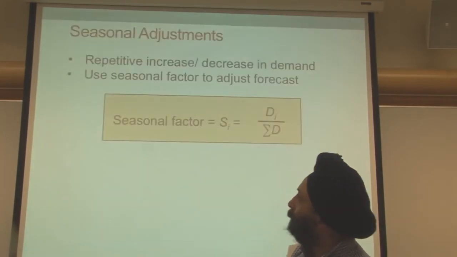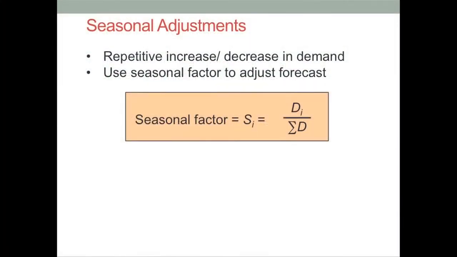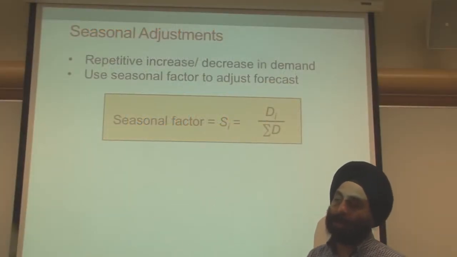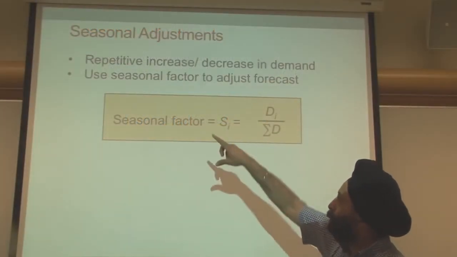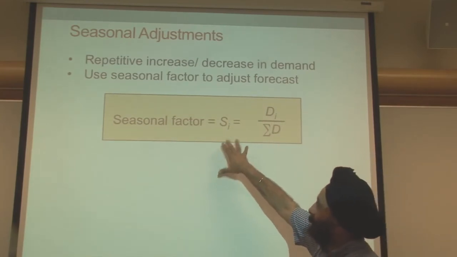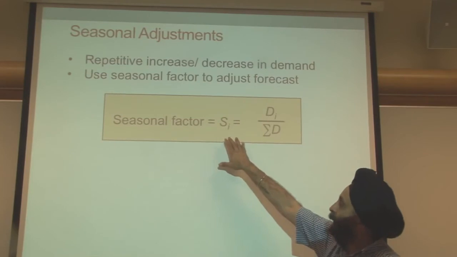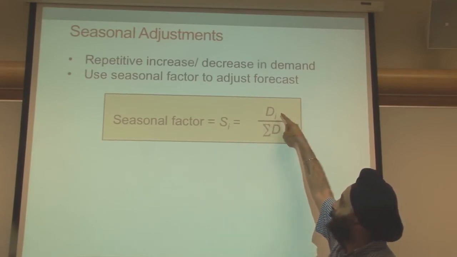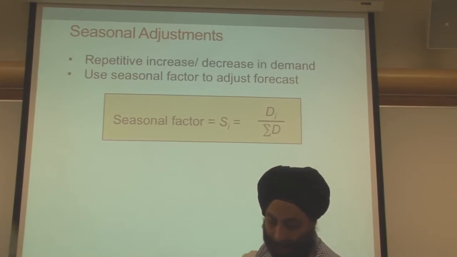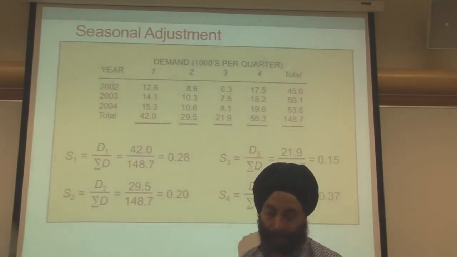Now, let's talk about seasonal adjustment, which is typically a repetitive increase and decrease in demand due to seasonality, so one has to adjust for that seasonality. We use a seasonal factor to adjust the forecast. The seasonal factor SI for a particular period is the demand for that period divided by the sum total of all the demand. So let's look at an example of that.